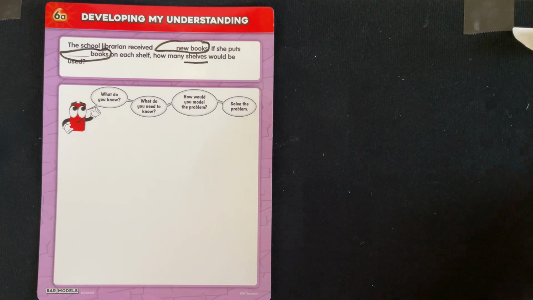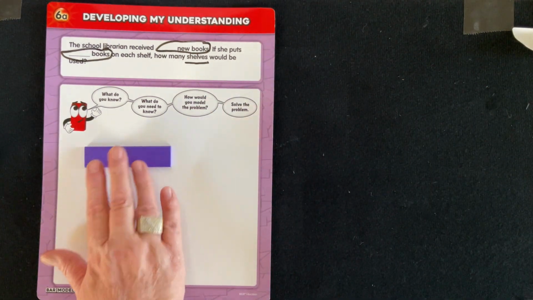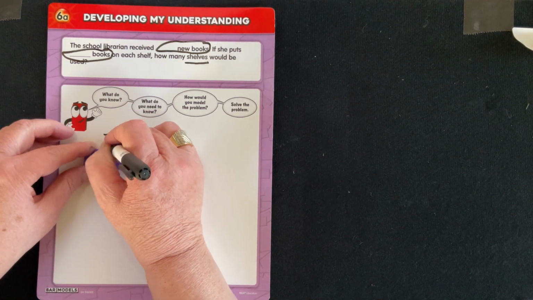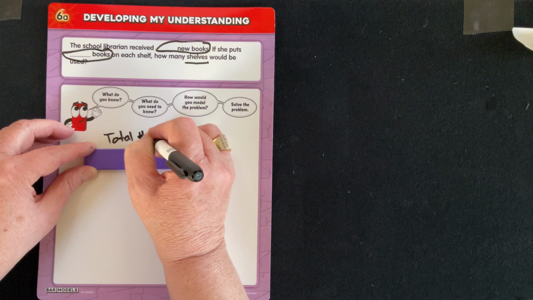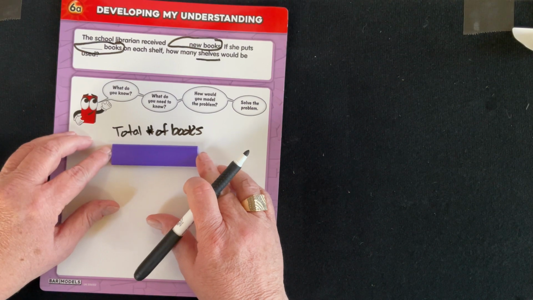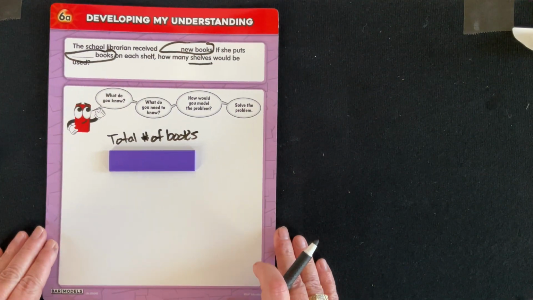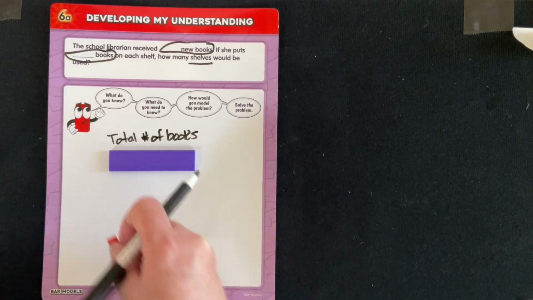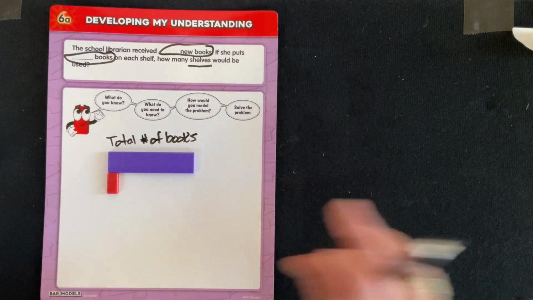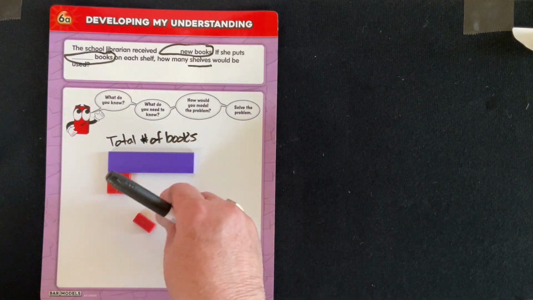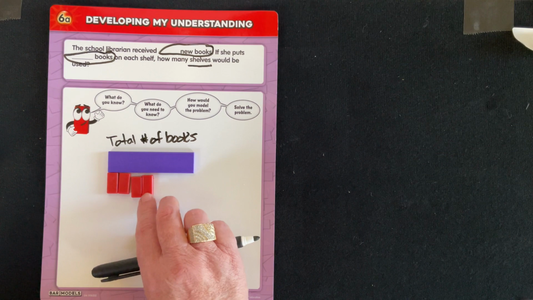So we would think about, how would we then model this problem? In your teacher guide, it tells you, well, let's let the purple represent the total number of books. So I'm going to write this up here, the total number of books. In the open number problem, do we have any idea what the total number of books was? Nope. But what we know is that she used the same amount on the first shelf and the same amount on the second shelf and the third and the fourth until all of those books were gone.